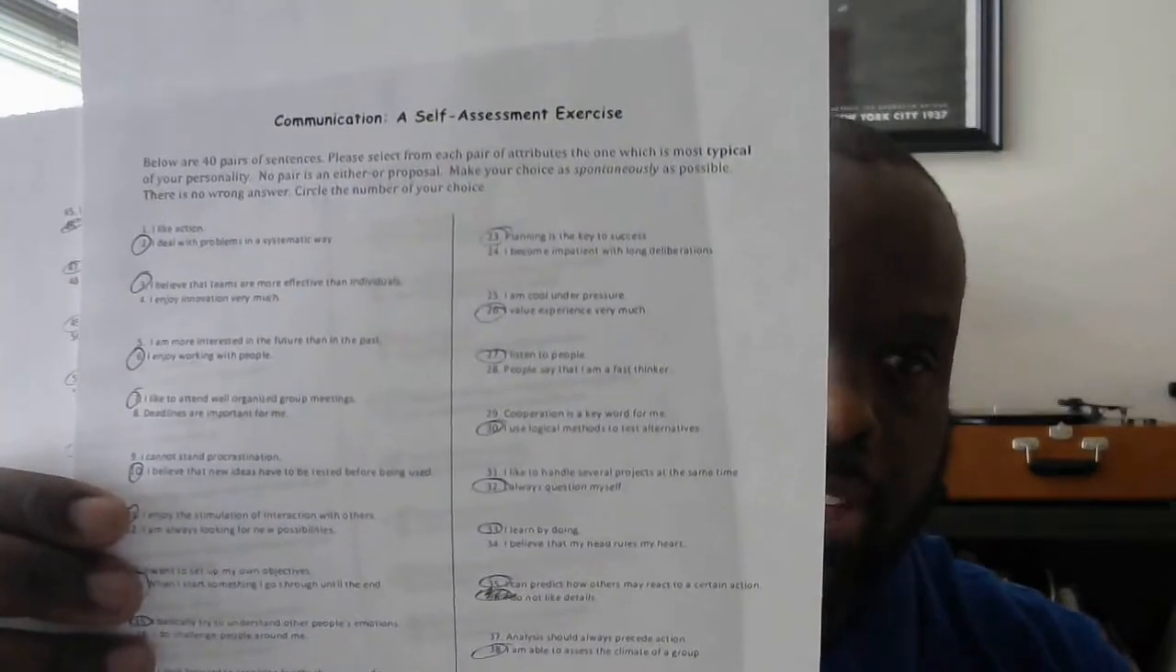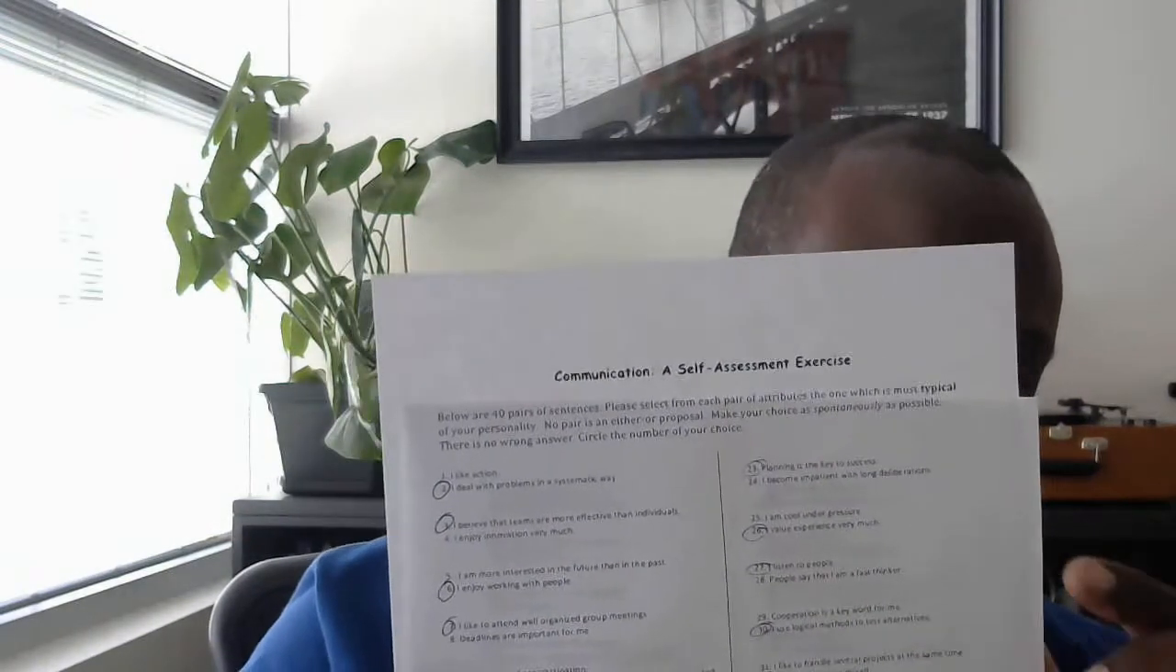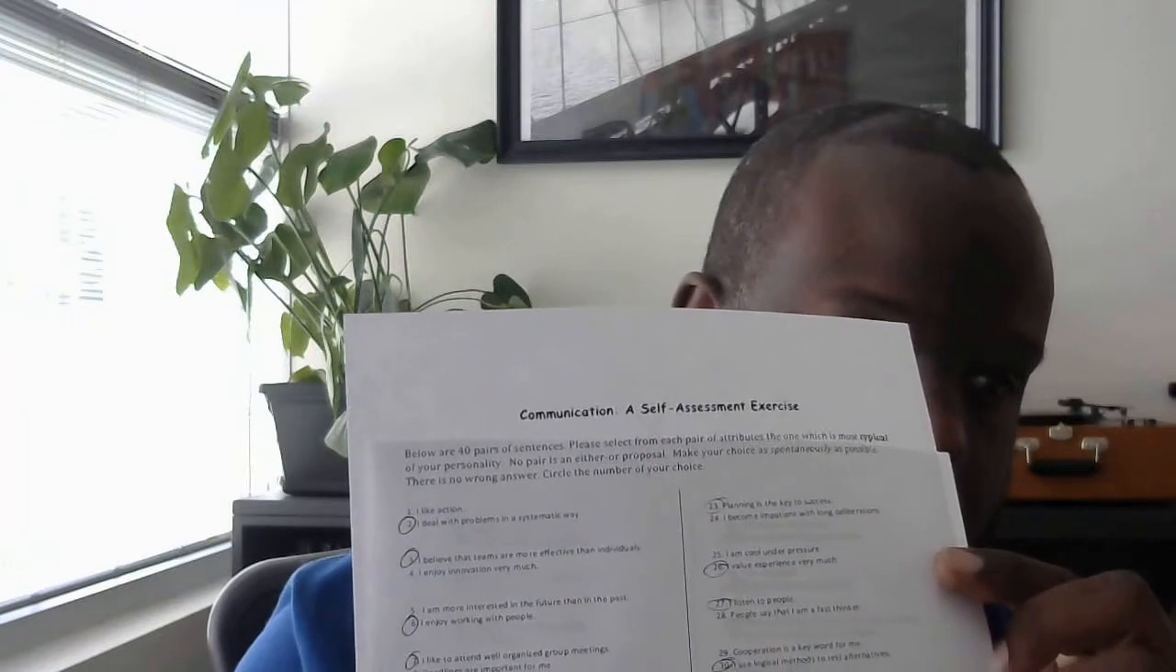And it may not make sense at first, but what you want to do is start answering the questions, right? They're going to ask you questions, and they're asked in pairs. One of them says, for example, I like action versus I deal with problems in a systematic way. So in each grouping, you're going to pick one of those lines that best describes you. And I know that in any series of questions, neither of the questions may describe you head on, but pick the one that's closest to you.